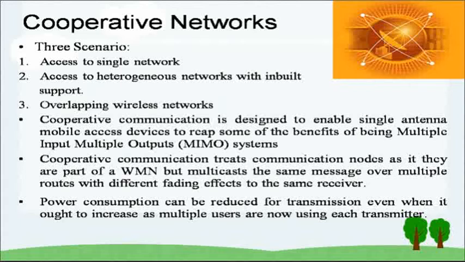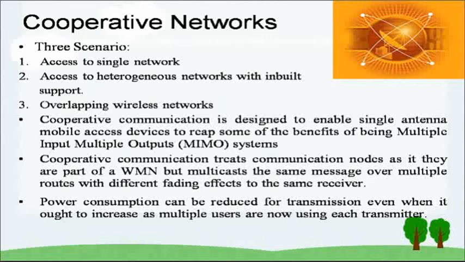But yet again these do not interoperate. So even though there are many services available in the same vicinity, still they are not going to interoperate. So cooperative communication is designed to enable single antenna mobile access devices to get some of the benefits of being multiple input multiple output systems, that is MIMO systems. We already know about MIMO systems.